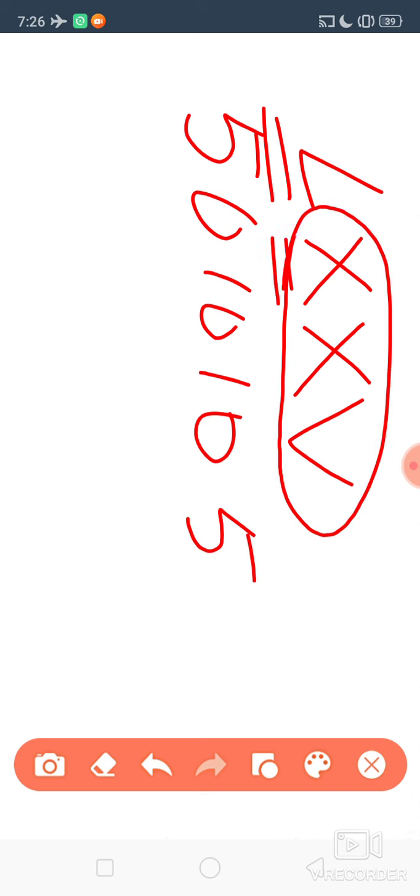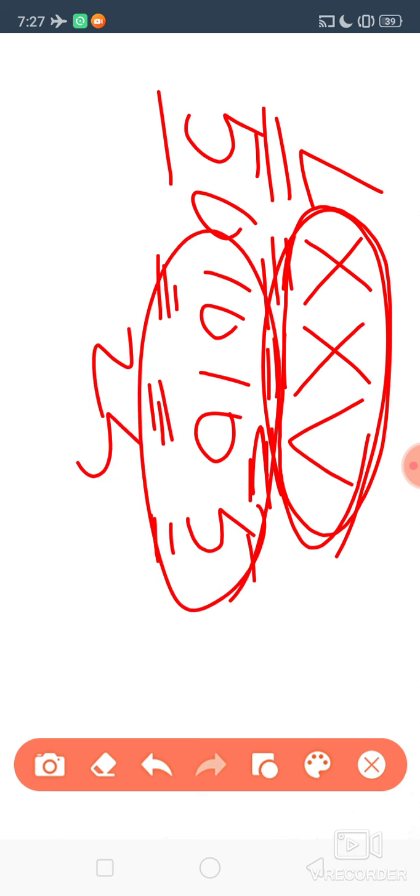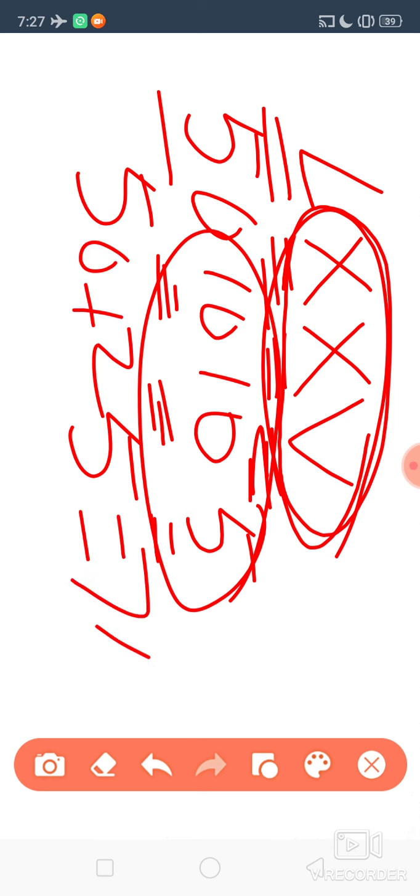So X means 10. Again X means 10. Again V means 5. So 50 plus 10 plus 10 plus 5. Okay, so how much will we get? These two X make 20, and 20 and 5 is 25. So this much is becoming 25, and the value of L is 50. So 50 plus 25, how much will we get? 75.